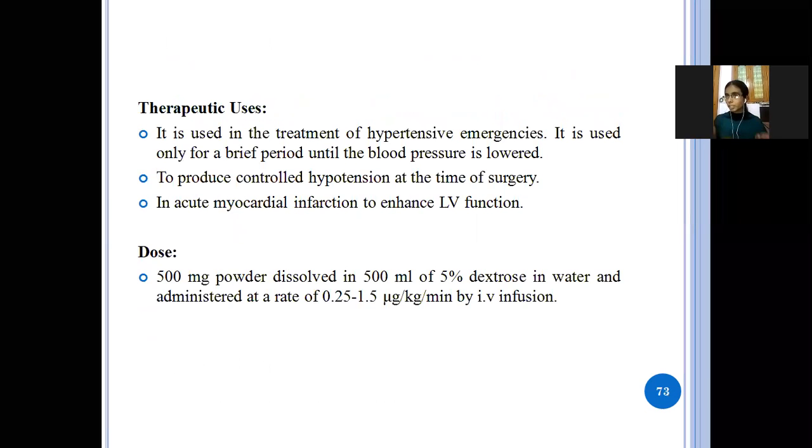It is used in the treatment of hypertension, meaning to reduce the blood pressure. It is also used to control the blood pressure during surgery, and in the treatment of acute myocardial infarction. The 500 mg powder should be dissolved in 500 ml of dextrose in water and administered through the intravenous route.